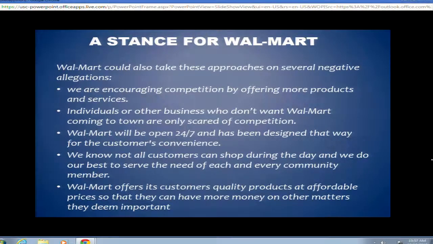Walmart will be open 24/7 except for around here, and has been designed that way for the customer's convenience.